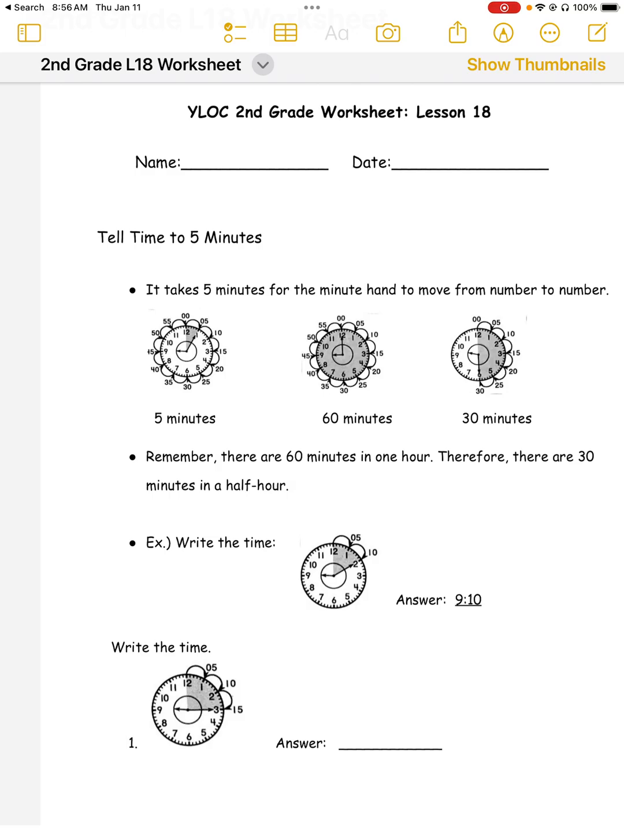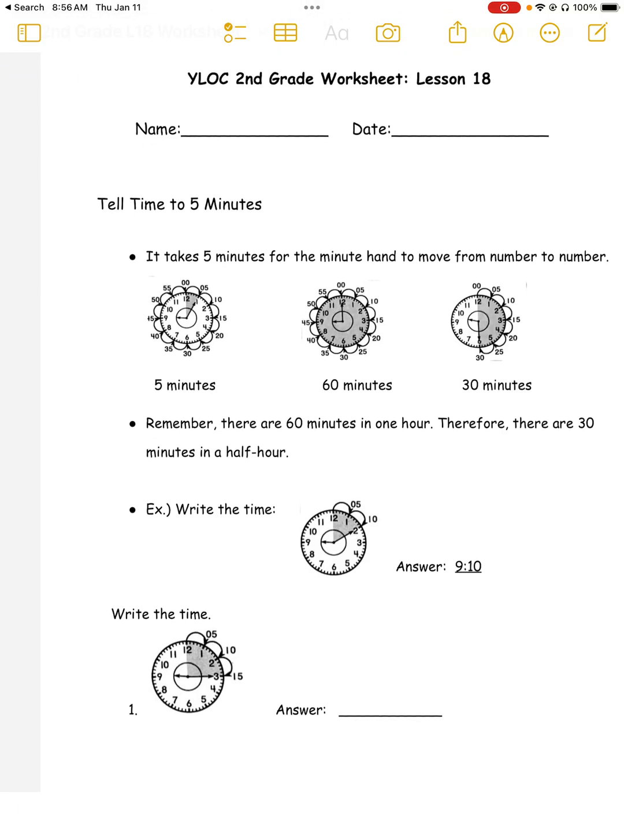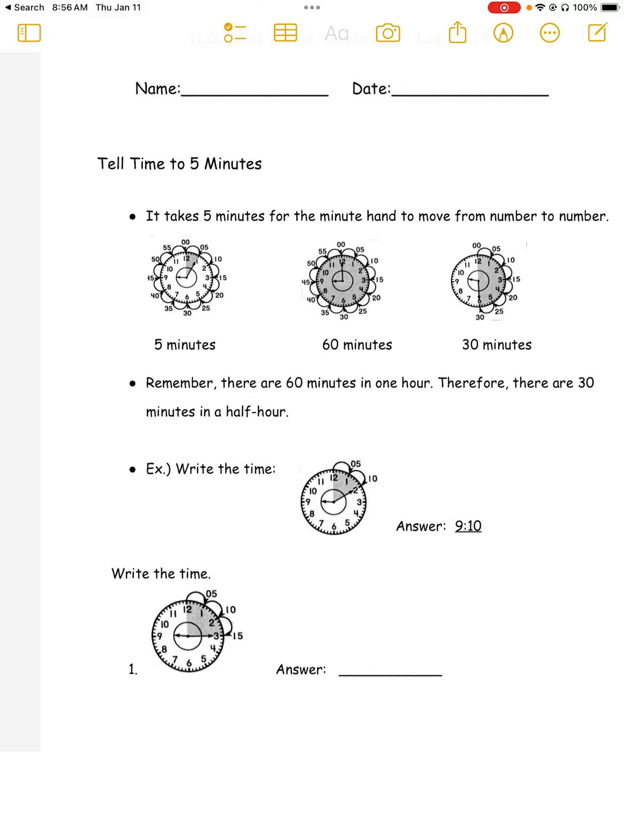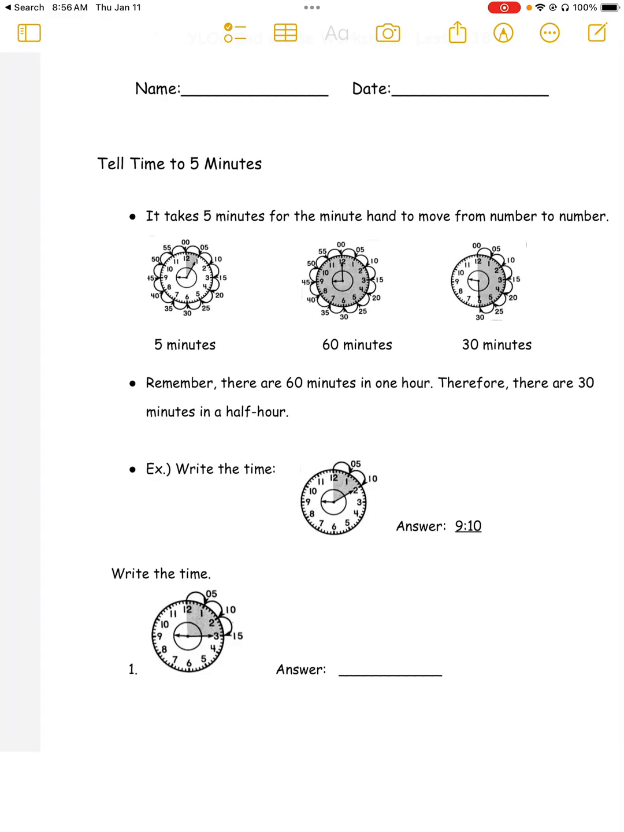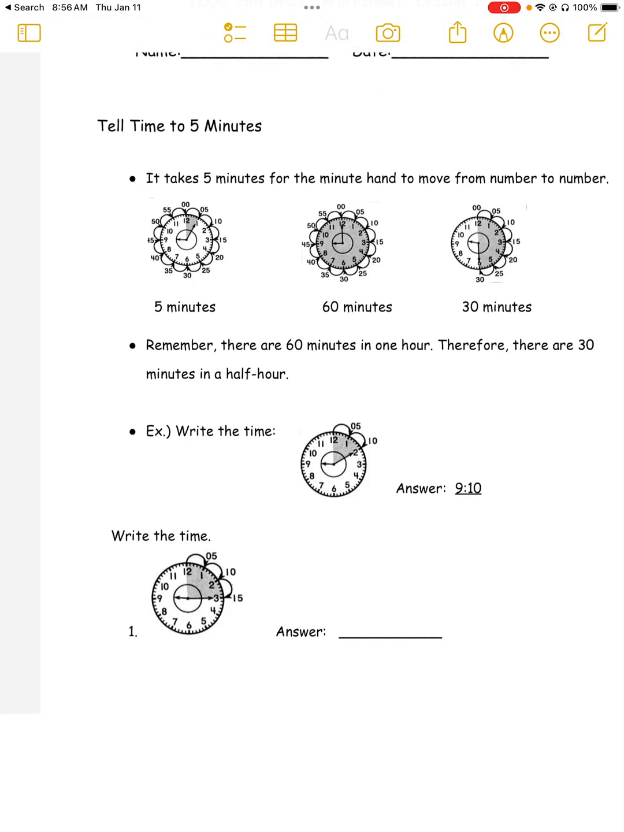So it says tell time to 5 minutes. It takes 5 minutes for the minute hand to move from number to number. 5 minutes, 15 minutes, 30 minutes. Remember, there are 60 minutes in 1 hour. Therefore, there are 30 minutes in half an hour. Write the time. The answer is 9:10.